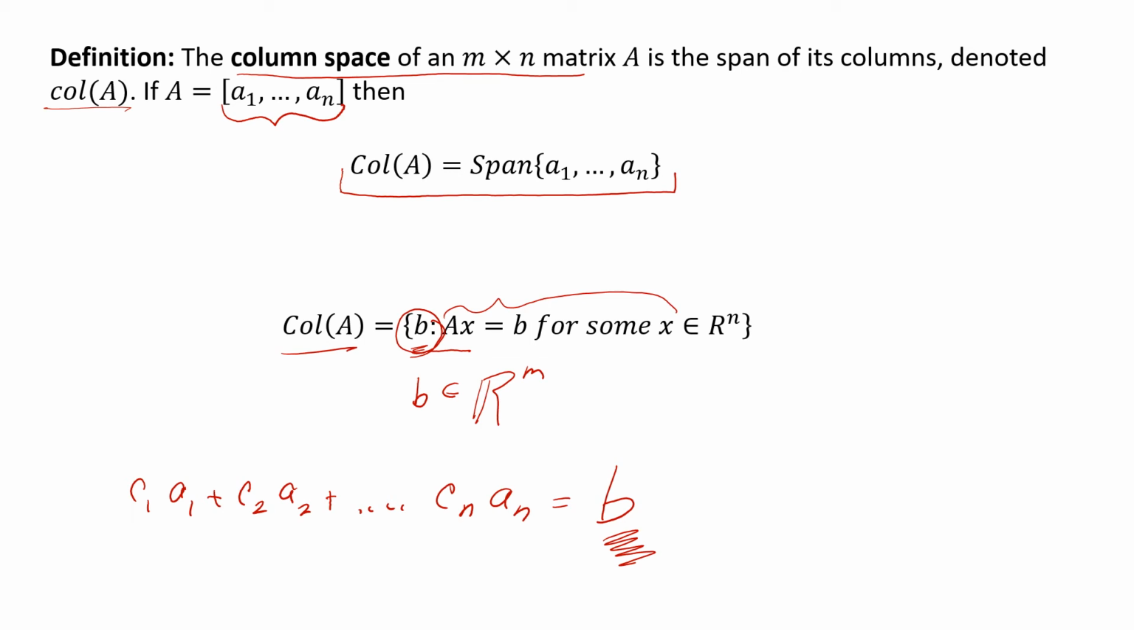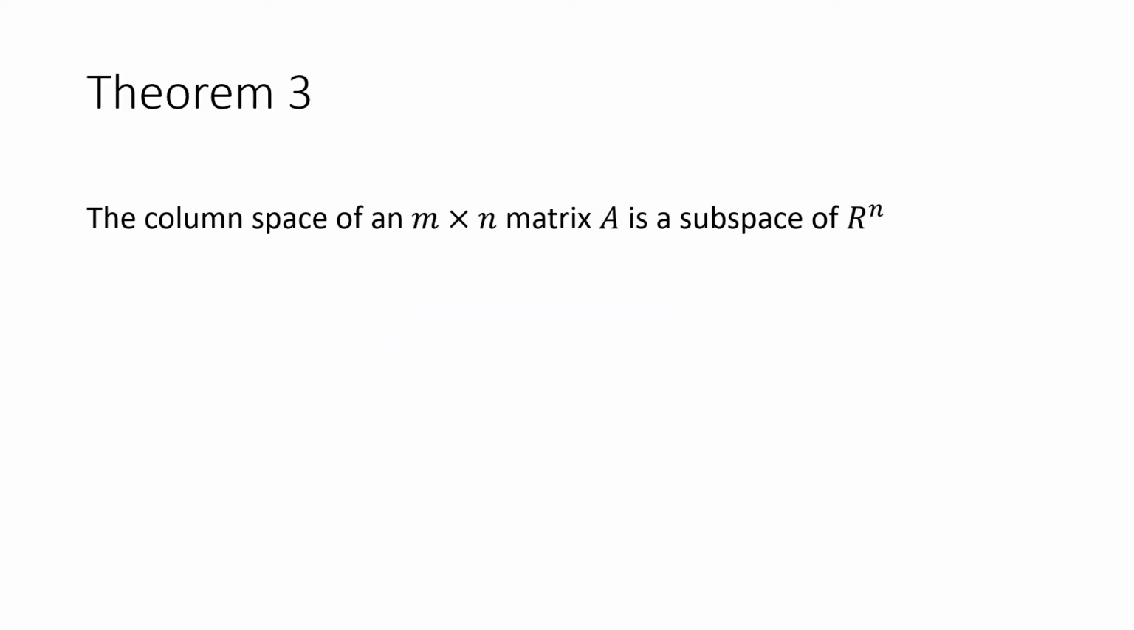That's the idea of a column space, again, given in terms of a span. Theorem 3 says that the column space of an m by n matrix A is a subspace of Rn. Why is the column space a subspace? Actually, this should be a subspace of Rm.